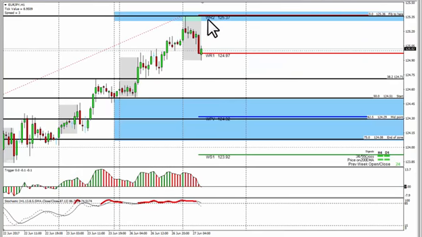Look at this pin bar at the weekly pivot point, and then we had the drop. We have a little bit of MACD divergence. Let's have a look here. Yeah, a little bit of MACD divergence. So this one is a possible counter trade that can set up.